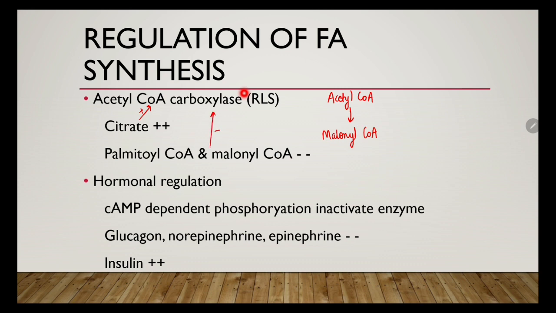Then there is hormonal regulation. The enzyme is active when it is dephosphorylated. cAMP-dependent phosphorylation hence inactivates the enzyme. Glucagon, norepinephrine and epinephrine promote cAMP-dependent phosphorylation and hence inhibit fatty acid synthesis, whereas insulin promotes fatty acid synthesis.